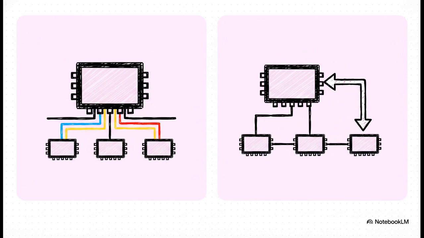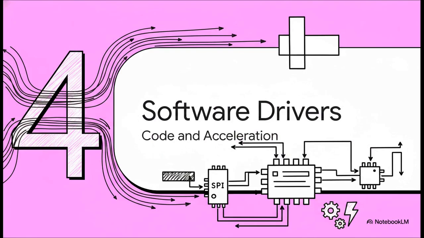But then we have the daisy chain topology, which is super fascinating. Here, all devices share a single chip select line, but the data physically cascades. The MOSI goes into the first device, the MISO from the first goes into the second, and so on. The bits literally shift through a line of peripherals in sequence. Let's move on and see how this builds into the next layer.